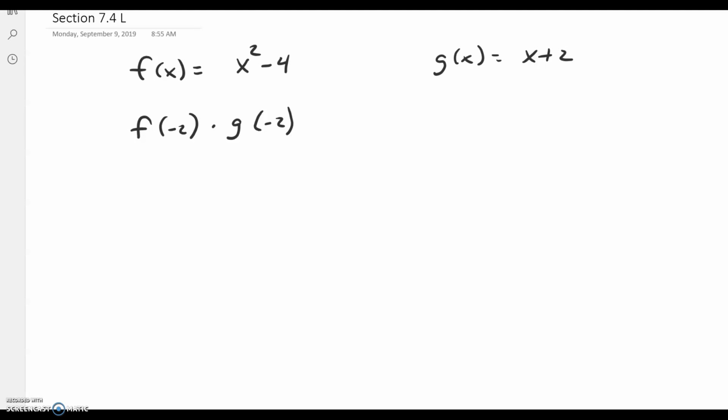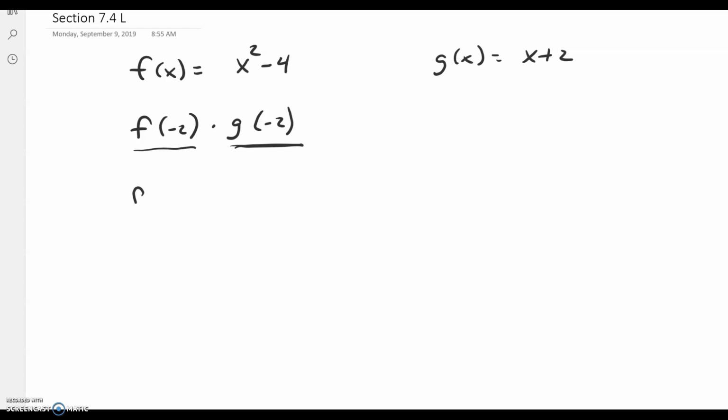In this section, we're going to learn how to do some arithmetic with functions. So we have the function f, which takes in an input of x and spits out x squared minus 4, and g takes in x and spits out x plus 2. And we would like to do this calculation. What this means is put negative 2 into f, get the output. Put negative 2 into g, get the output, and then multiply those two together.